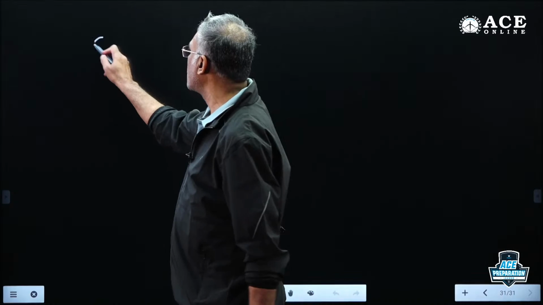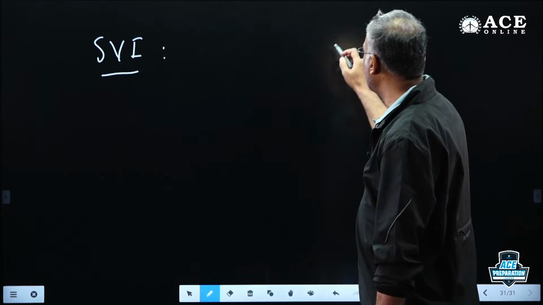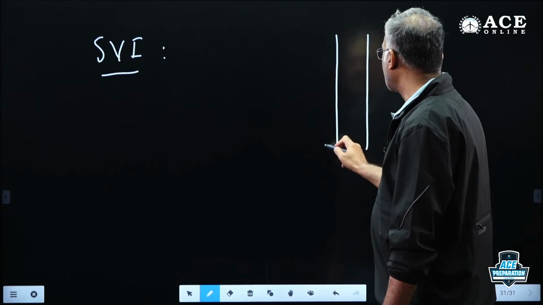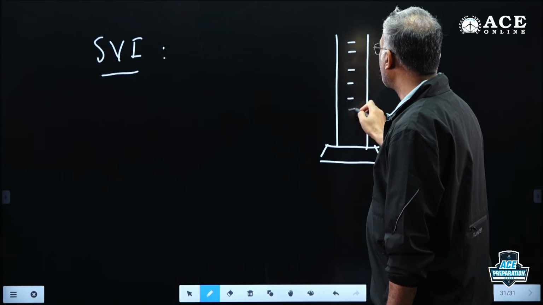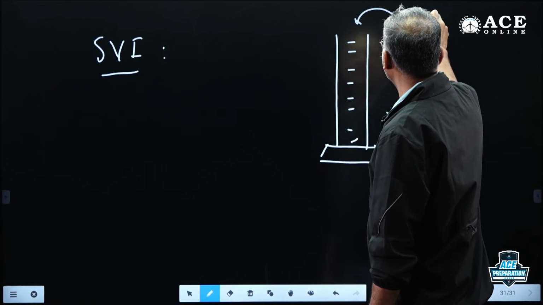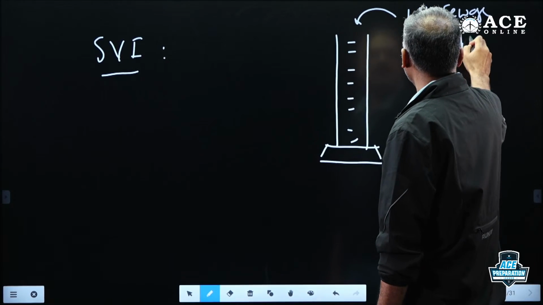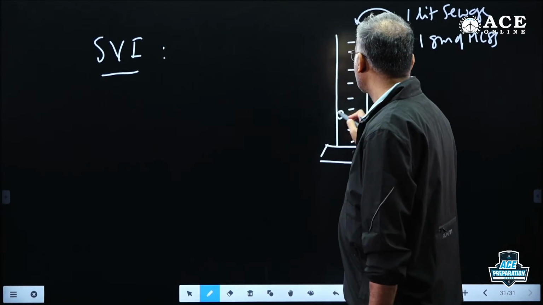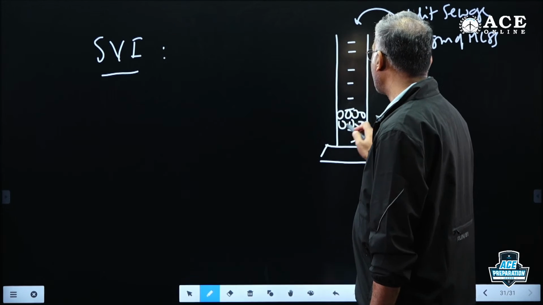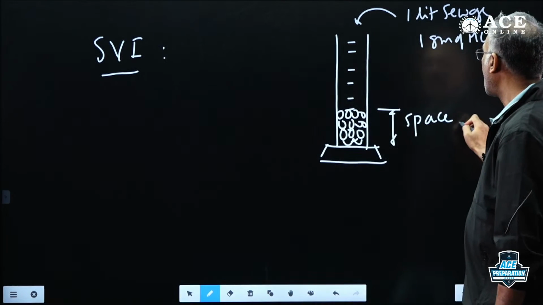Then one more important thing that they ask in the exam is sludge volume index. Sludge volume index is an experiment we conduct in the lab. We take a graduated measuring jar, and in that we take a 1 liter sewage sample containing 1 gram of MLSS. If you allow this mixed liquor suspended solids to settle down for some time, they occupy some space here. From here we calculate the sludge volume index. This is the space occupied after 30 minutes settling.